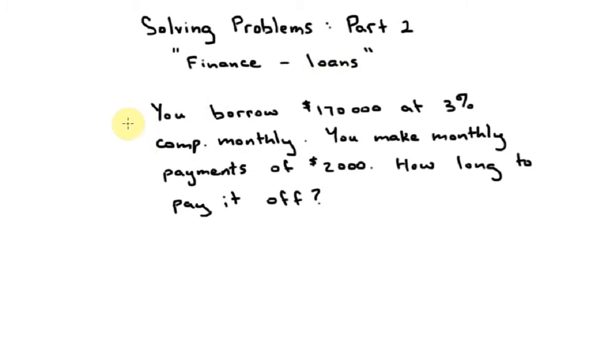So you borrow $170,000 at 3% compounded monthly. You make monthly payments of $2,000. How long to pay this thing off?